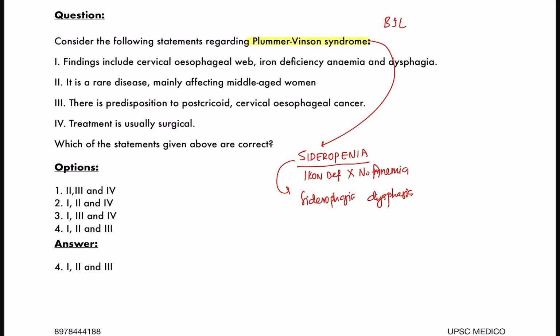Sideropenia means iron deficiency in the absence of anemia. Sideropenia also leads to a risk of oral cancer. There is a risk of oral cancer. This is one area where it is covered.